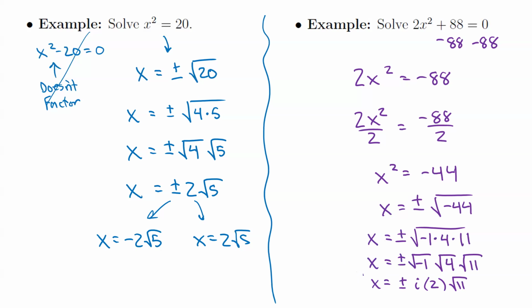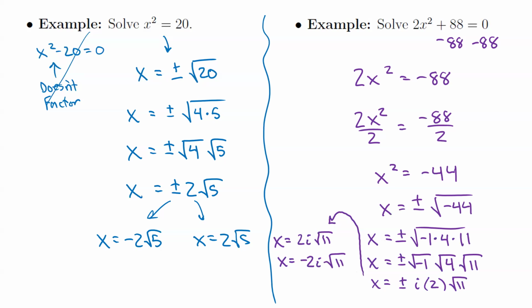And so what I would do as a final answer here is say x is equal to 2i square root of 11, or x is equal to negative 2i square root of 11.